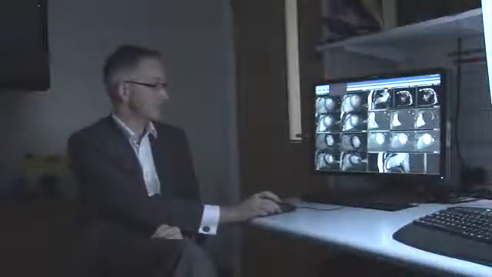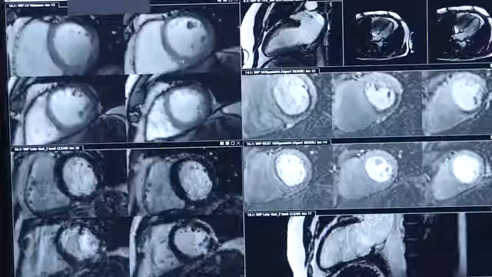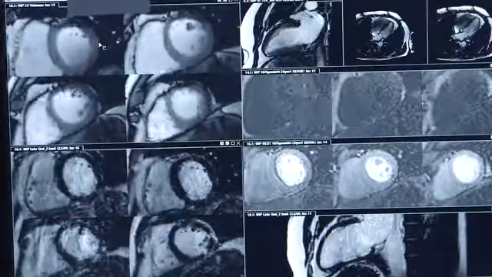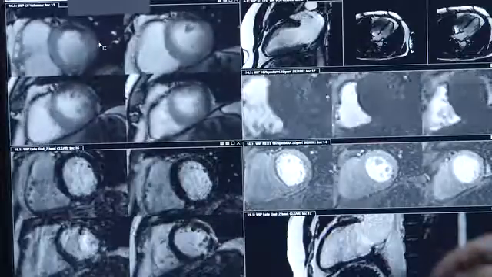And what we can see demonstrated here quite nicely is that when we look at this image here, we can see on the cine images now, looking at the inferior wall of the left ventricle, there is a subtle area of hypokinesia where it's just not contracting quite so well.